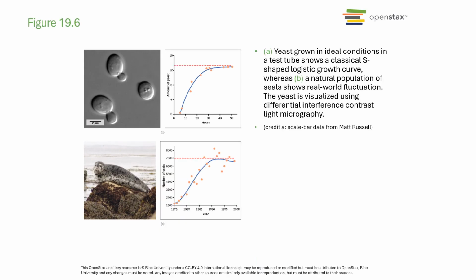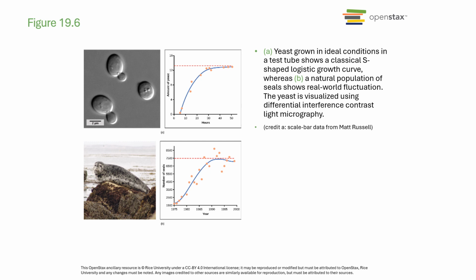So, examples of both of these. A is a yeast grown in ideal conditions, and so you have a classical S-shaped logistic curve as it hits its carrying capacity. There are only so many nutrients within the test tube. So it grows exponentially at first, and then it uses the nutrients that are available.